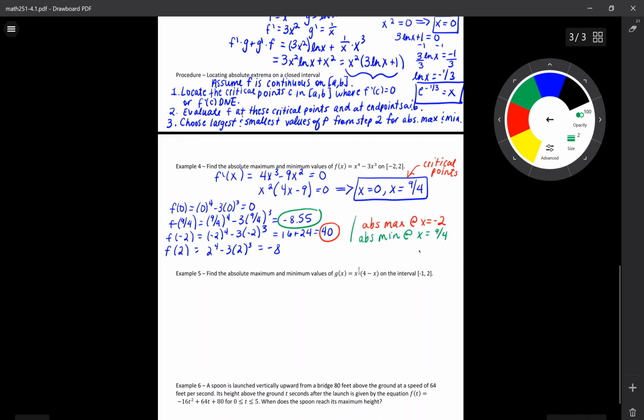Why do I have to check the endpoints here? Well, it's possible that my function is decreasing or increasing near the endpoints. And so, for example, this is a polynomial, so I know that it will increase forever either in the positive or negative direction. So I have to check the endpoints to make sure that I'm not reaching a max or min there. And in this case I was, right? I had the absolute max at x equals negative 2, probably because at x equals negative 2, my function was going off towards infinity.